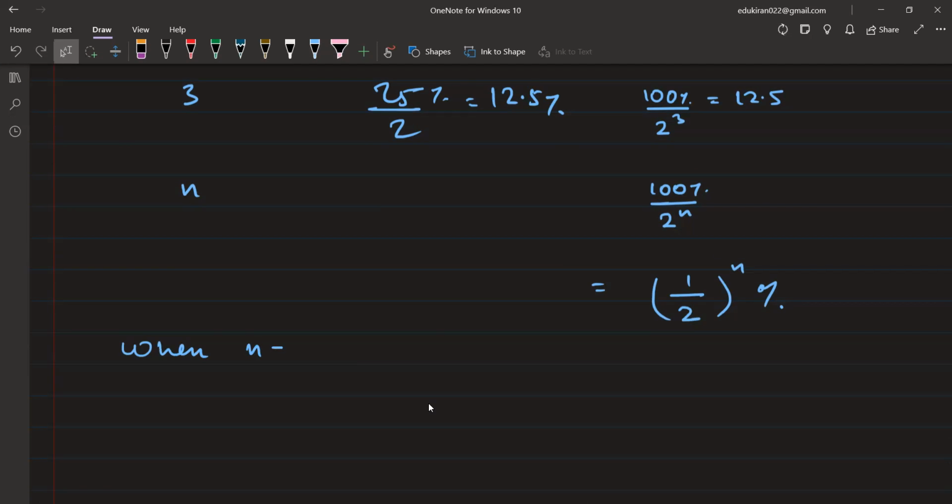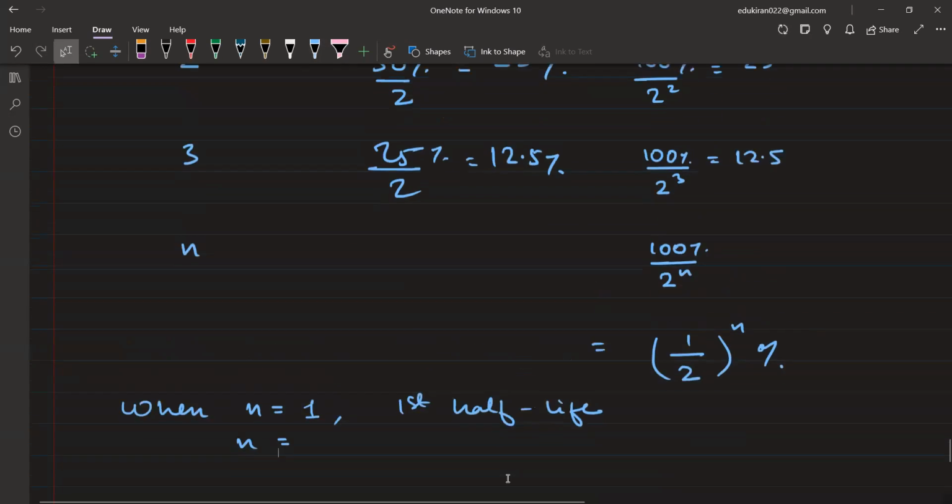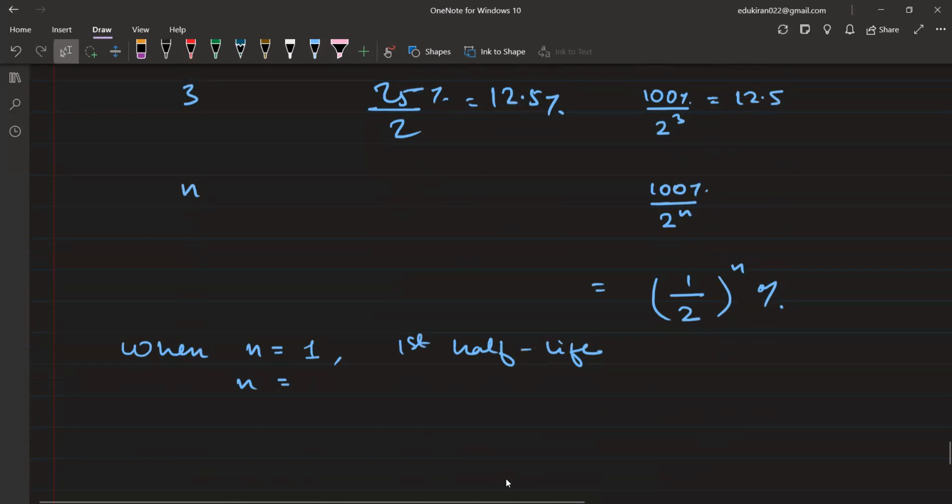when n is equal to 1, we are talking about what? First half life. Yes or no? Please tell me. Yes, sir. ठीक है, फर्स्ट हाफ लाइफ के बारे में बात कर रहे हैं हम लोग. When n is equal to 2, right? We are talking about the second half life. Correct? Yes or no? Please tell me.